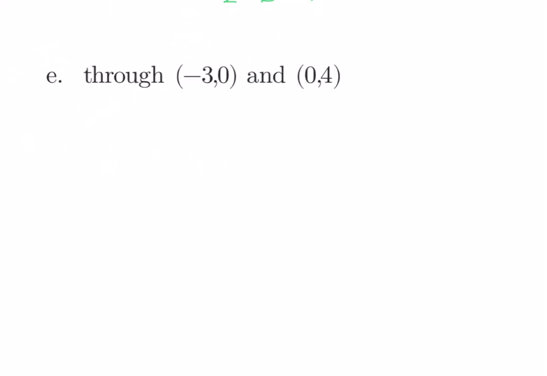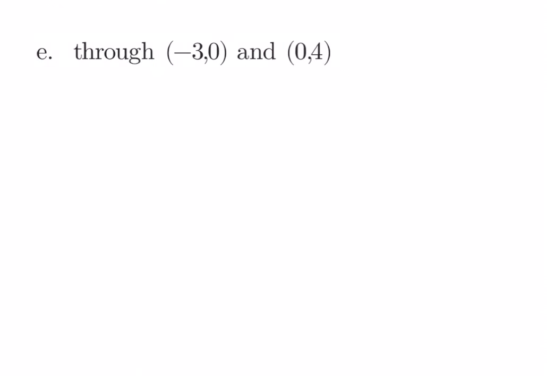Let's look at one more. Let's look at example E. Again, we're given 2 points, so let's go ahead and start by finding our slope. If we go ahead and plug in, I'm going to do my y-coordinates first, 4 minus 0. And I'm going to do my x-coordinates. Remember, we have to do the same order, so I'm going to do 0 minus negative 3, or 0 plus 3. If we simplify, we get 4 over 3 for our slope.